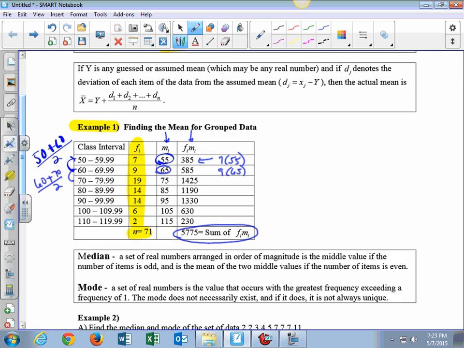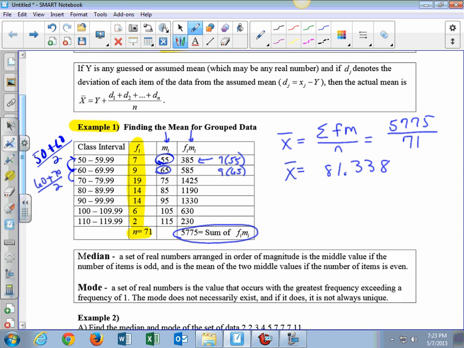So when I go to find my average of my group data, I'm going to take that sum, and remember sigma means add them all up, that's the sum, of my F times M column and divide it by the number that I had, in this case, N. So specifically, the sum of my F times M column would be 5,775 divided by the number of frequencies that I had, which was 71. So throwing this in your calculator all at one time, I would get 81.338. You can double check me on that to make sure I got that right.